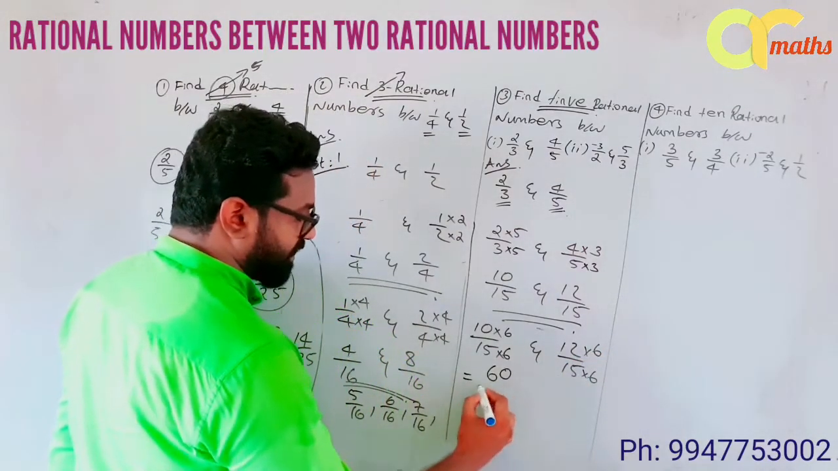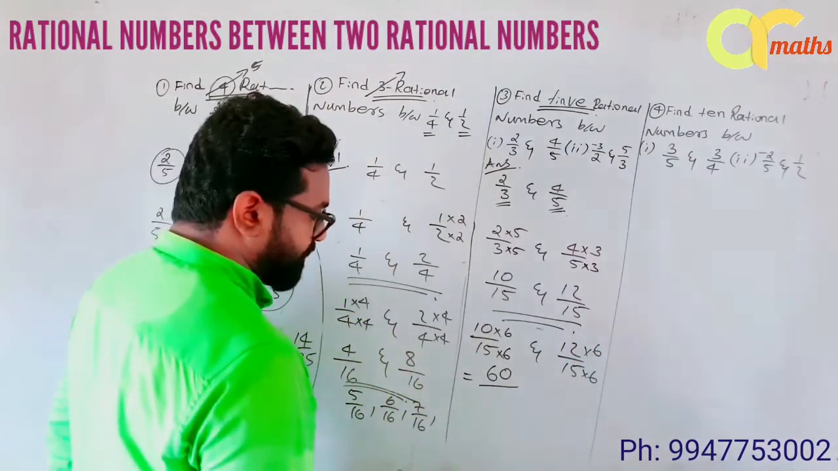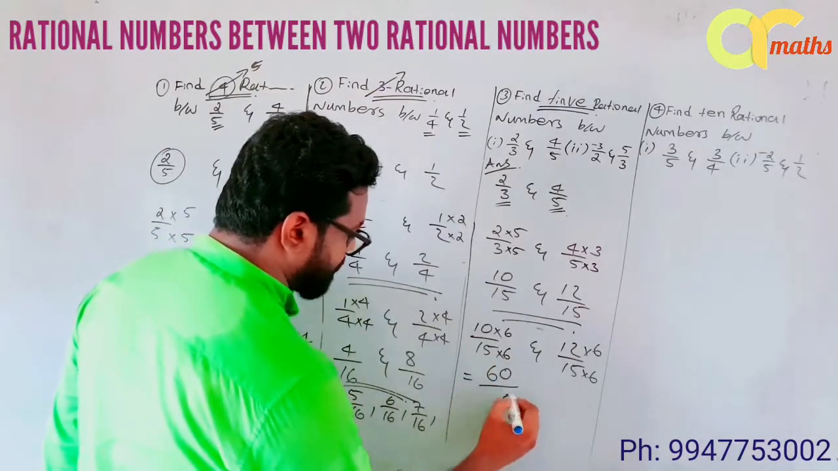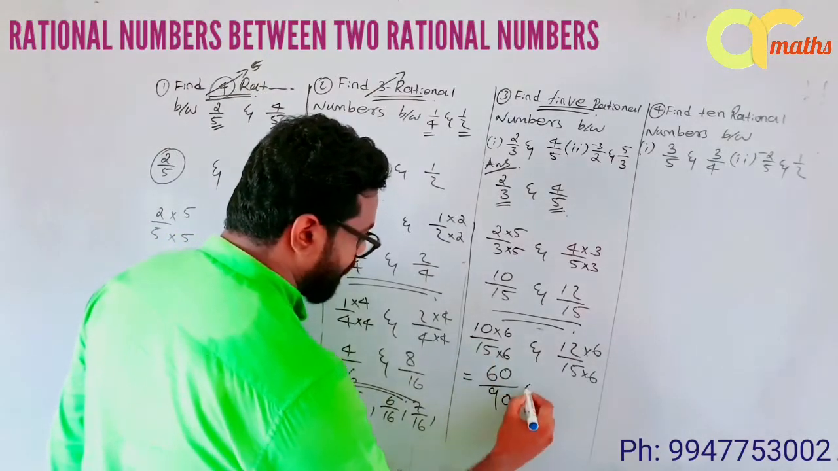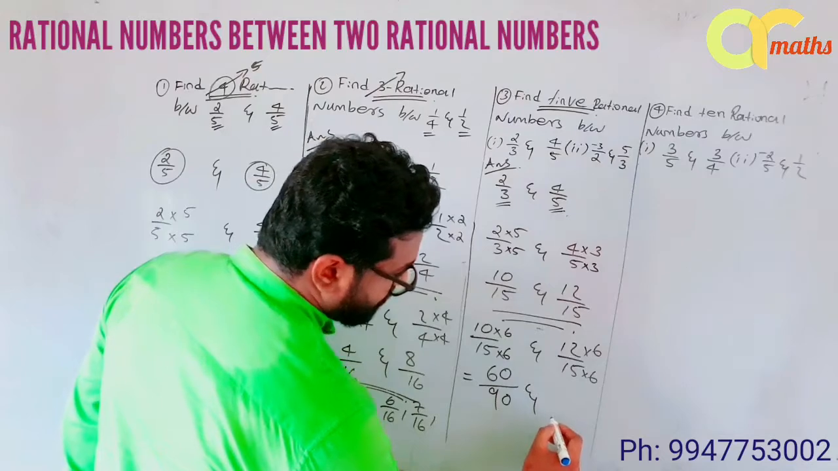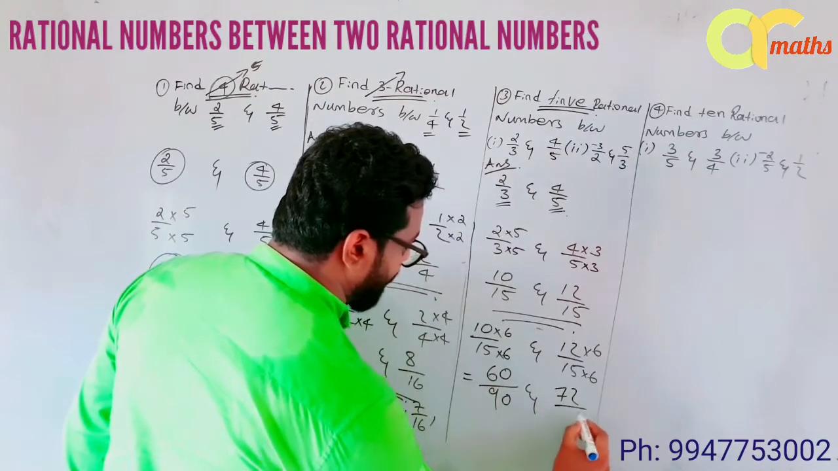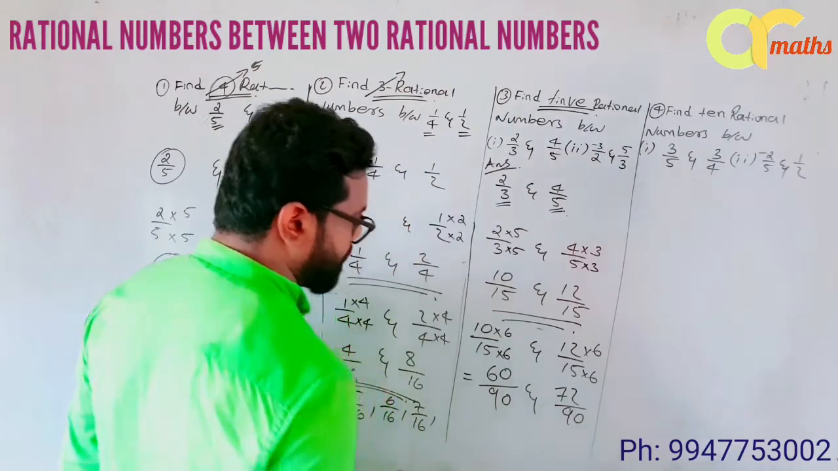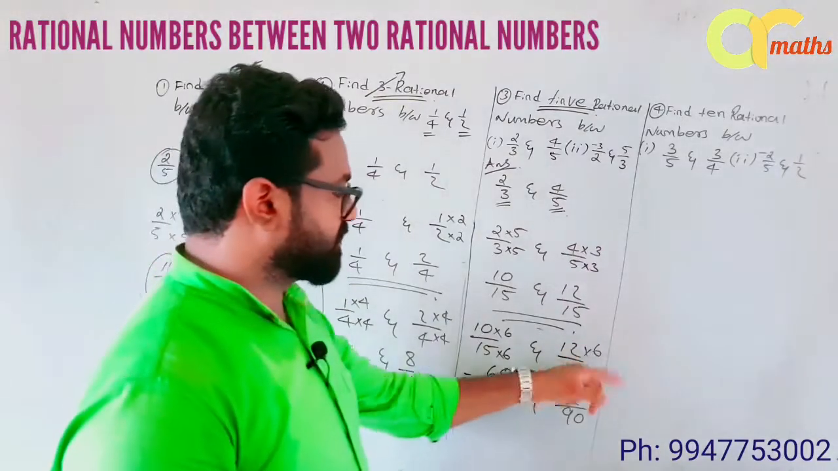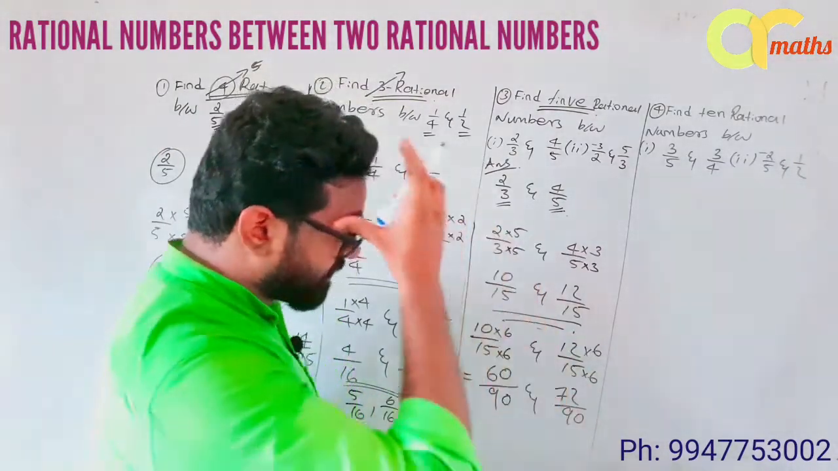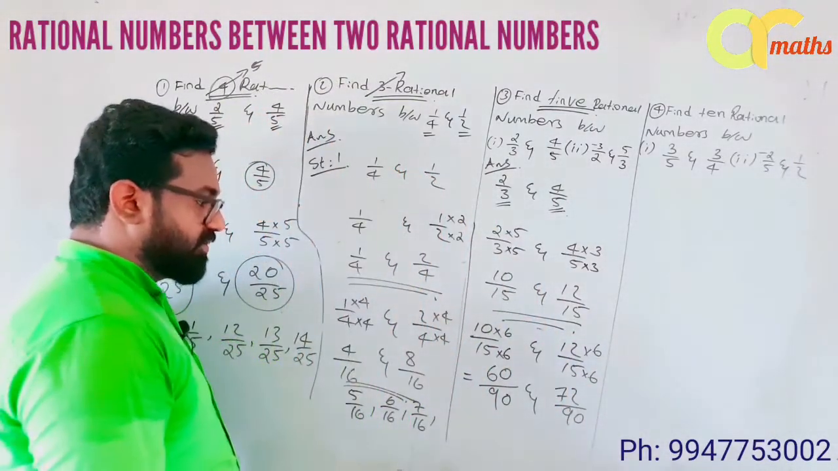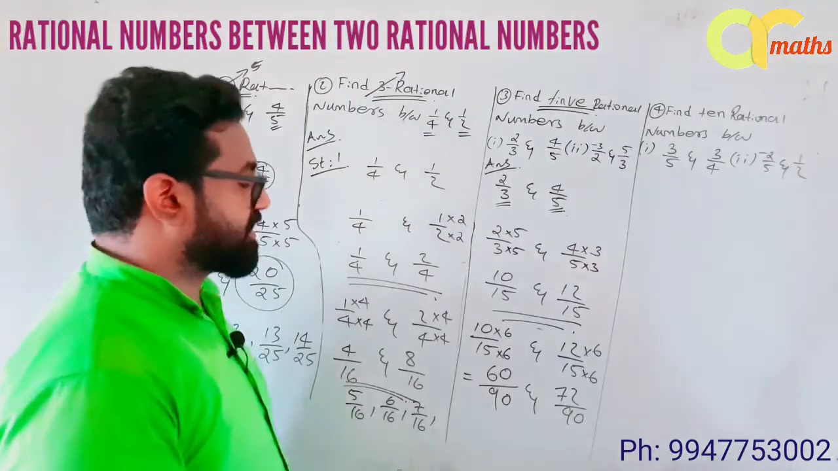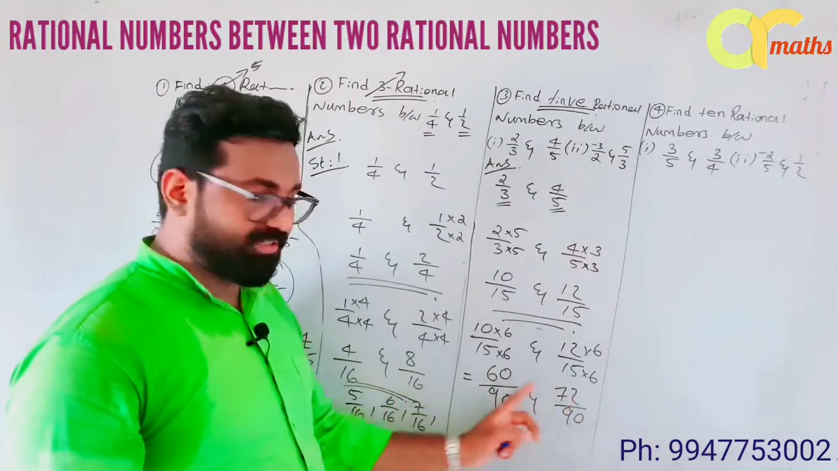So 60 divided by 6: 6 into 15, 6 into 5, 30, balance 3, 1, 6, 6, 90. And here, 72 divided by 90: 2 into 6, 12, balance 1, 6, 7, 72. So we want 5 rational numbers between these numbers.